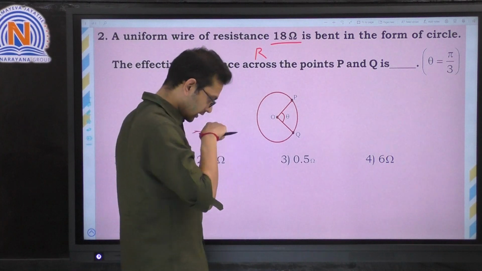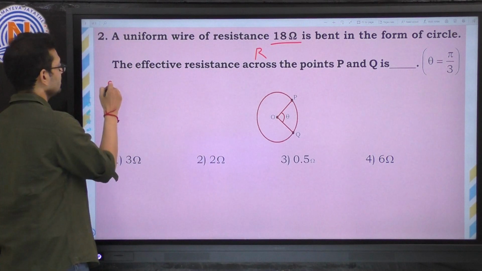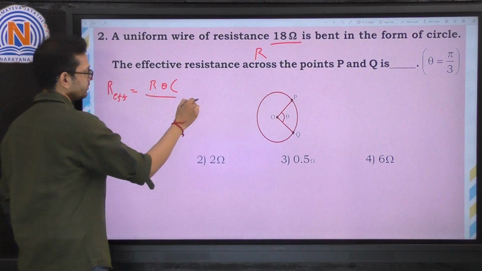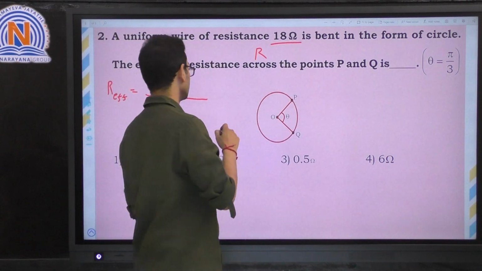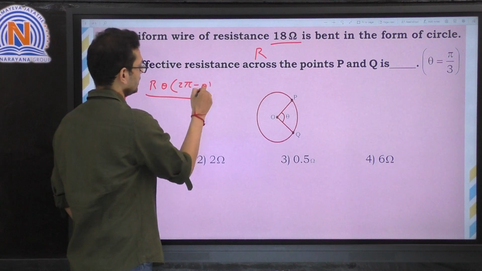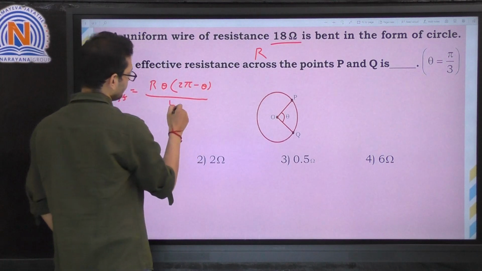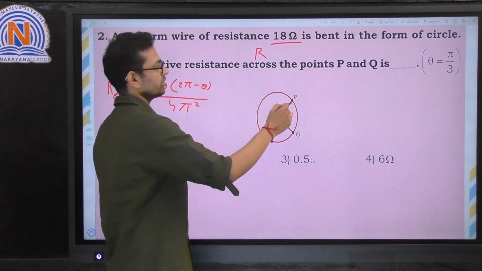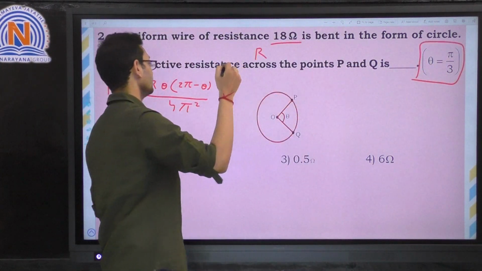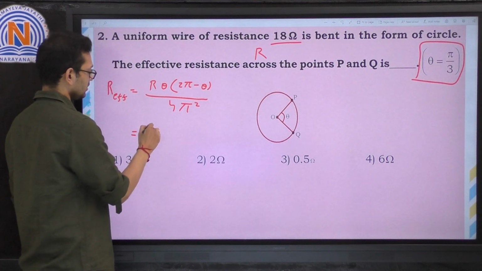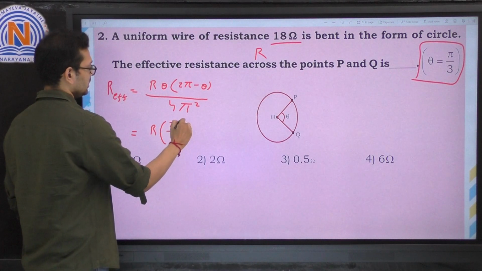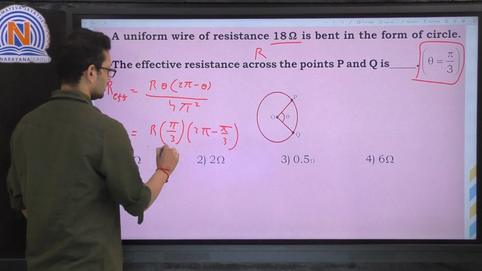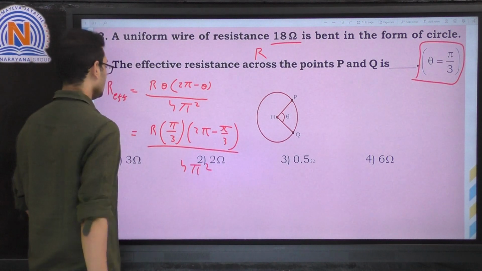If you want to find the resistance effective, you get it as R theta into 2 pi minus theta, divided by 4 pi square. Here theta is pi by 3, as given. Now you substitute the theta value over here, so you are going to get R into pi by 3 into 2 pi minus pi by 3, by 4 pi square. This is R effective.